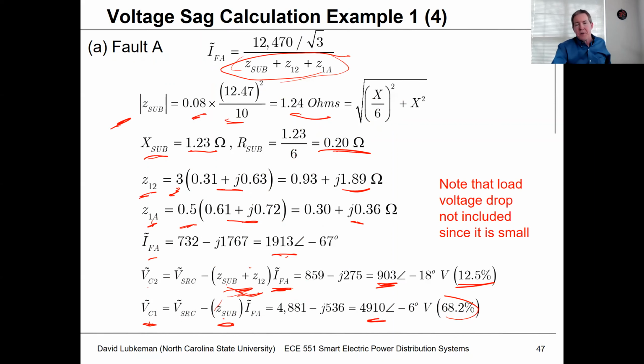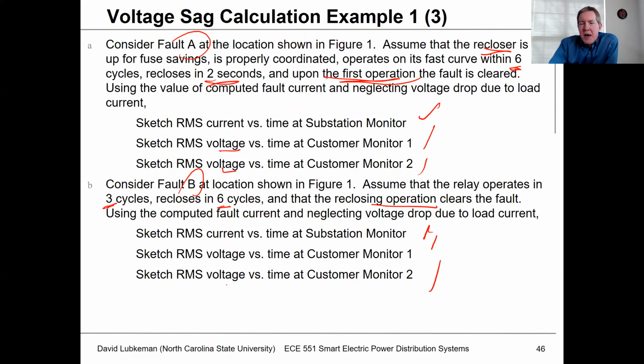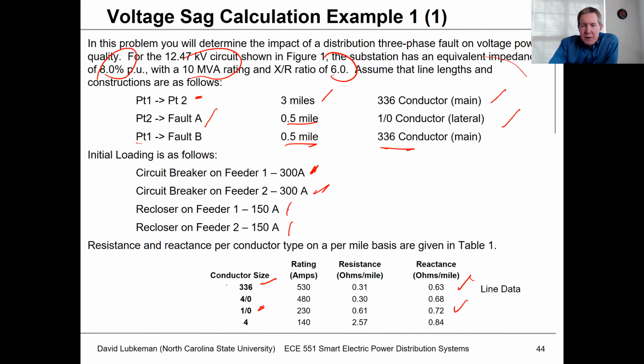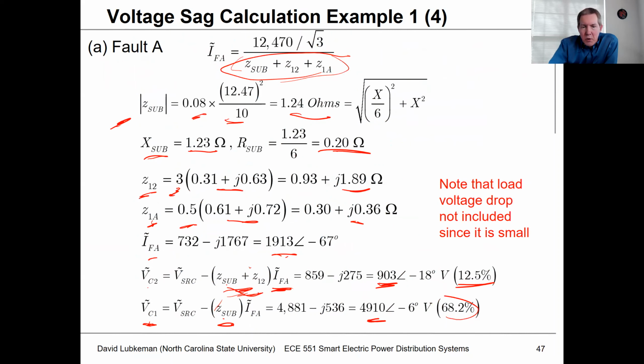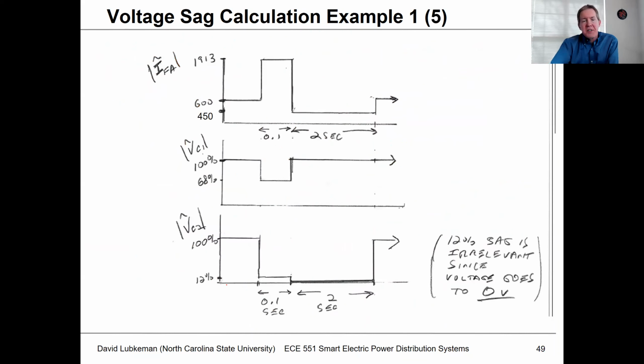So anyway, the next thing we want to do is visualize how this is going to change with time at the different points. I said before that at the top of the circuit, I had 300 amps on feeder 1, 300 amps on feeder 2. And so if we draw this out, what I see at the top of the circuit before the fault event is the 600 amps.